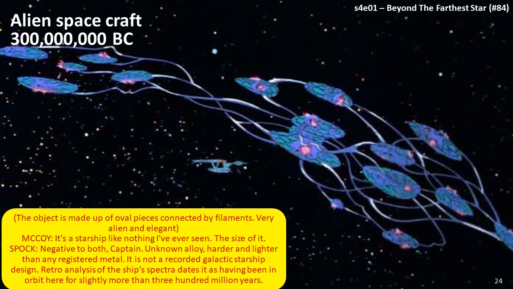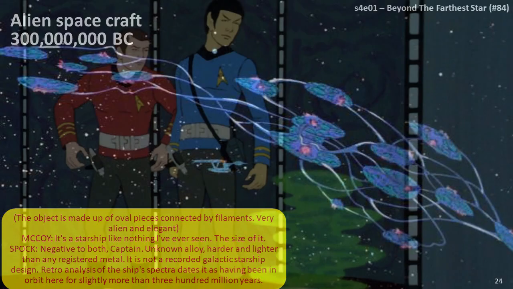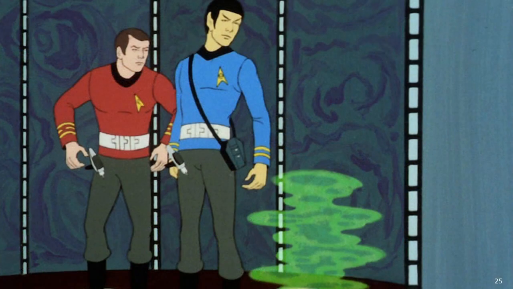The craft is transmitting a radio signal. The ship has been in orbit for slightly more than 300 million years. It has a malevolent life form on it, which manages to get on the Enterprise. The key takeaway from this episode is the existence of a very advanced civilization 300 million years ago.